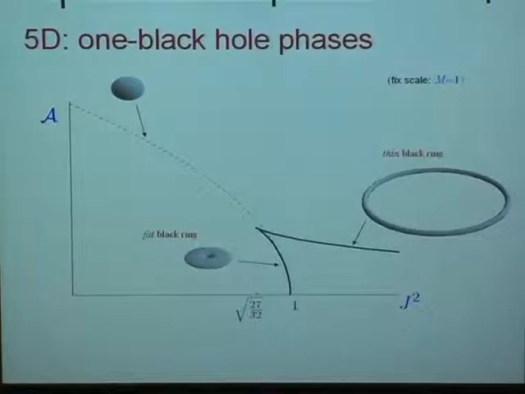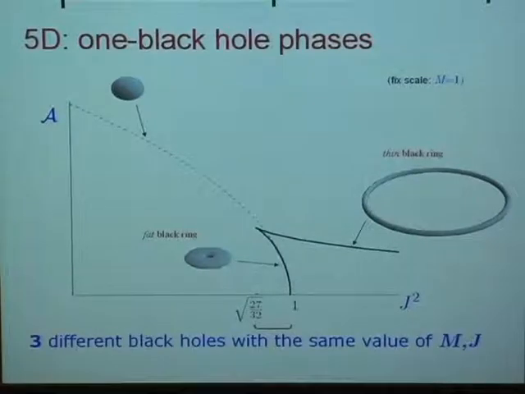Now, these solutions provide you with an explicit example that in higher dimensions, other topologies than the sphere are possible, but perhaps more striking is the fact that they also provide you with a counterexample to uniqueness. Black hole uniqueness does not hold in five dimensions, because in this range of parameters, if you fix the mass, which we're always doing, and then fix the angular momentum, then in this range, you have three solutions with the same mass and the same angular momentum. So this is just an explicit counterexample that black hole uniqueness does not admit any simple generalization to at least five dimensions.